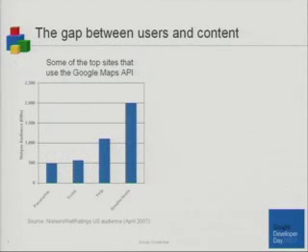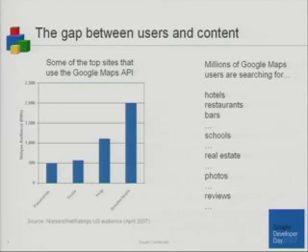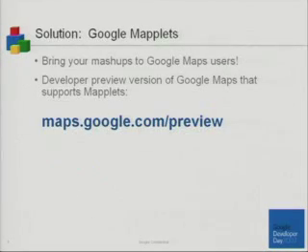If you look at some of the top Maps API sites out there today, according to Nielsen Net Ratings, the top sites are getting about 1 to 2 million users per month. So this is orders of magnitude less than the amount of traffic that Google Maps is getting. But if you look at the things that users on Google Maps are searching for, they are looking for things like schools and real estate. So we need something to bridge that gap. And the solution is Mapplets.